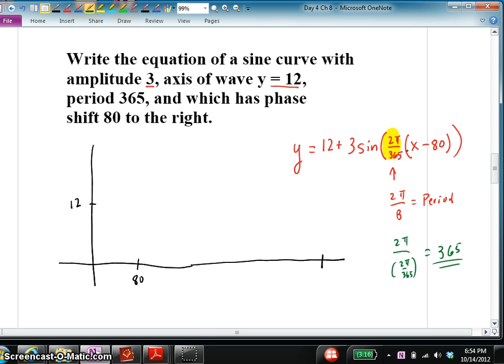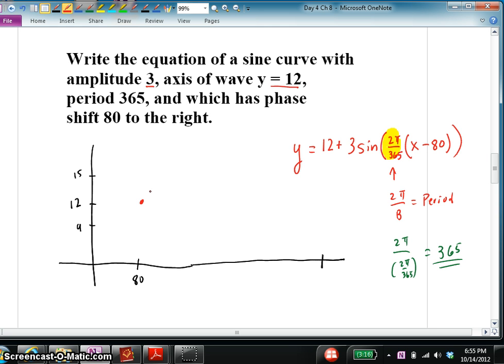Okay, so I'm going to make a quick sketch of this graph. And I've sort of started it. I've got y equals 12 here. The amplitude is 3. So we're going up to 15 and down to 9. I've got the axis of wave sort of already there. And it says a phase shift of 80 to the right. So a sine curve starts in the middle. So if I'm drawing this, it's going to start right there.